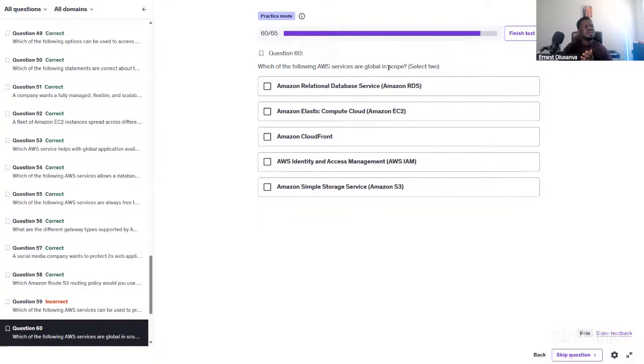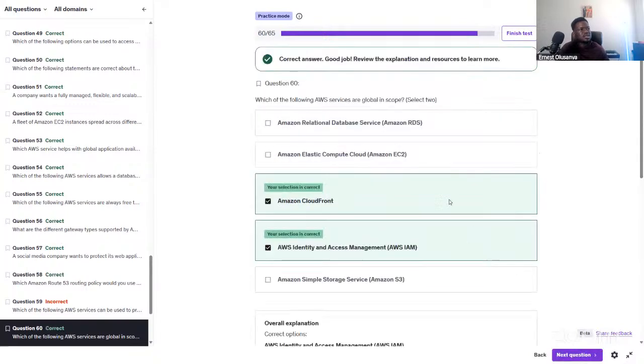You should be thinking things like CloudFront, right? Because it's content delivery. So if you see those two options, go with them. CloudFront and IAM. Of course, Relational Database Service is region specific. EC2 is region specific. Availability zone specific as well. S3 is also region specific. So these two are the correct answers.